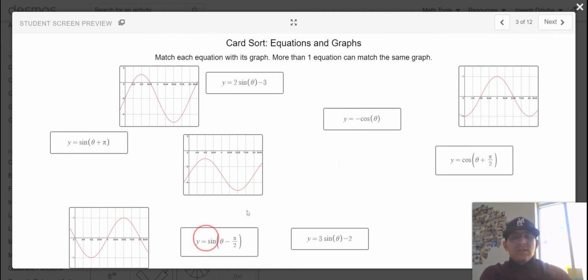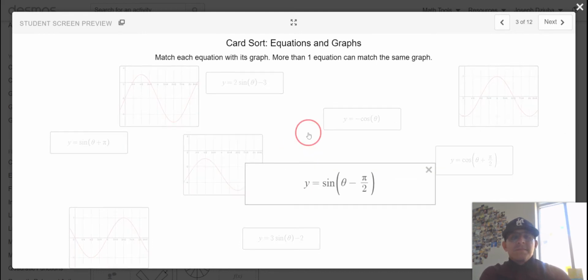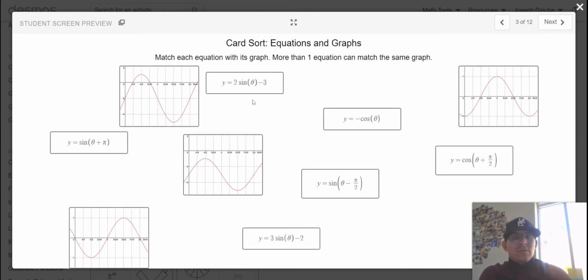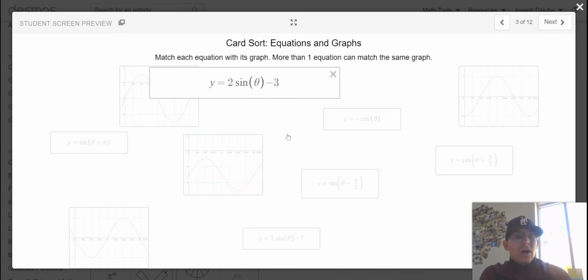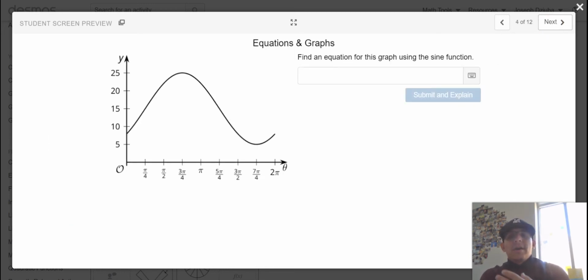But here are some functions. As you can see, some have their inputs modified, some have just a scale factor applied to the function itself, and some have their outputs and scale factors applied simultaneously. So look to match up which graphs go where. But notice that more than one equation can match the same graph because these functions are periodic. So it is quite common that we can represent the same type of behavior using two different functions. All right, but let's have a conversation about this.